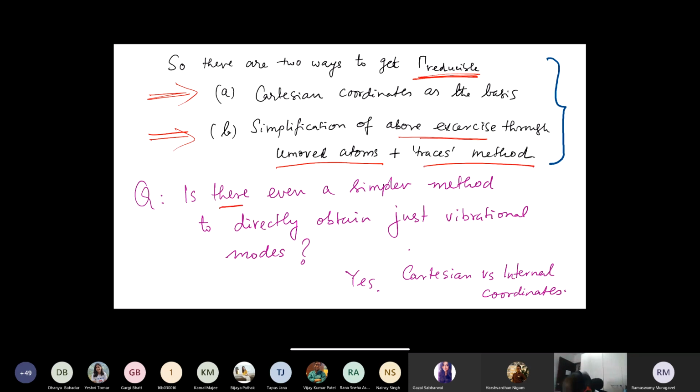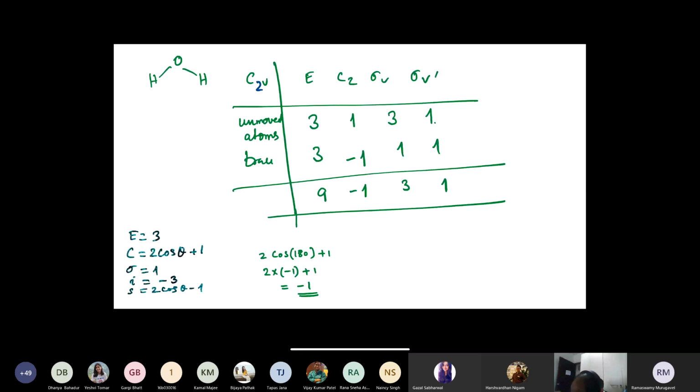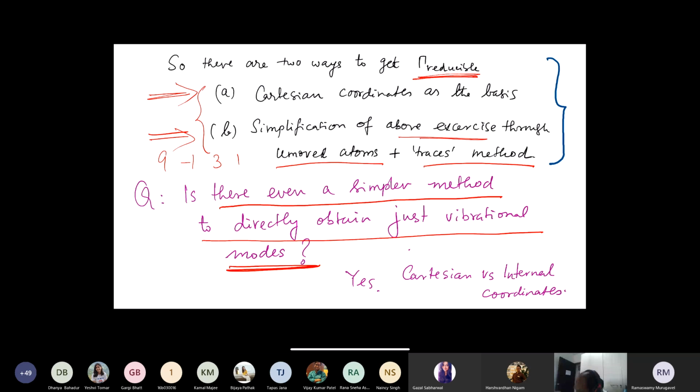So, is there an even simpler method to directly obtain just the vibrational modes? Because both these methods, A and B shown here, are essentially going to give, because you have a 9, -1, 3, 1, right? Yeah, 9, -1, 3, 1. This is the total degrees of freedom. But I'm now only looking at the Raman spectrum or the IR spectrum. And why should I really bother about the rotational and translational degrees of freedom? Why should I go through these big numbers of 9, -1, 3, and 1? Can I have even smaller numbers? So that's essentially the thing which I'm going to teach next.